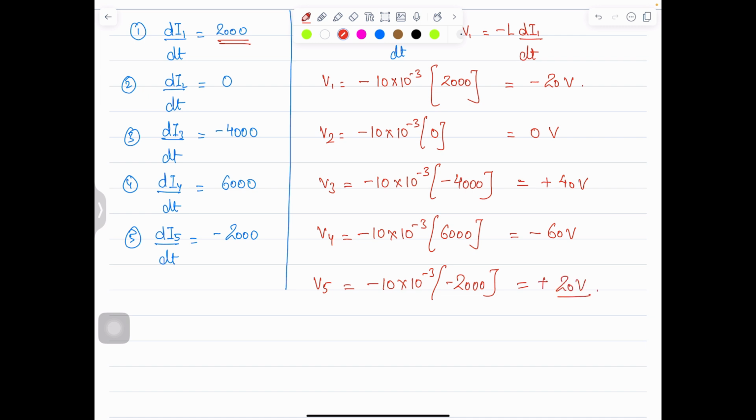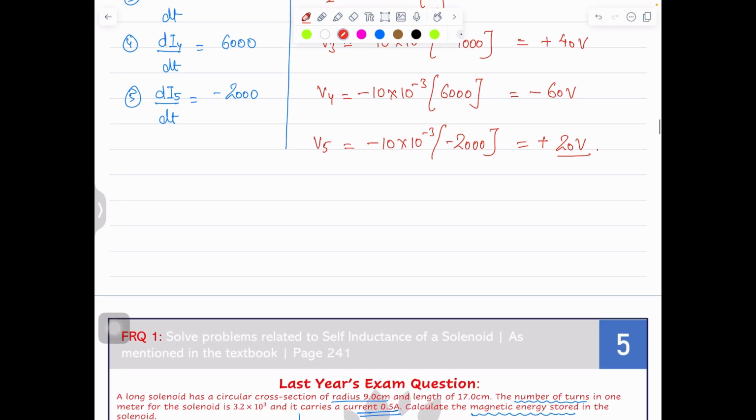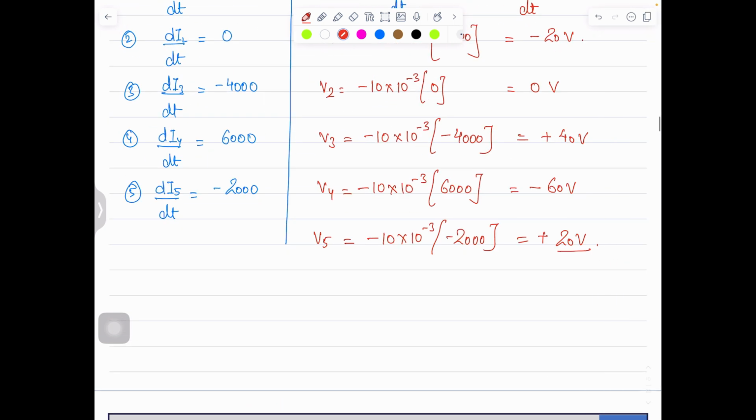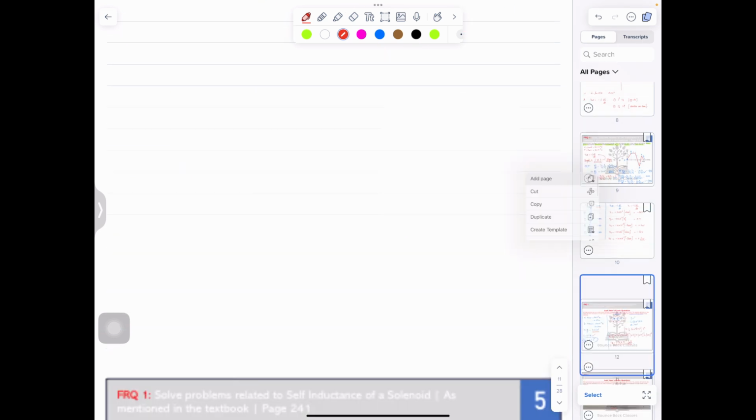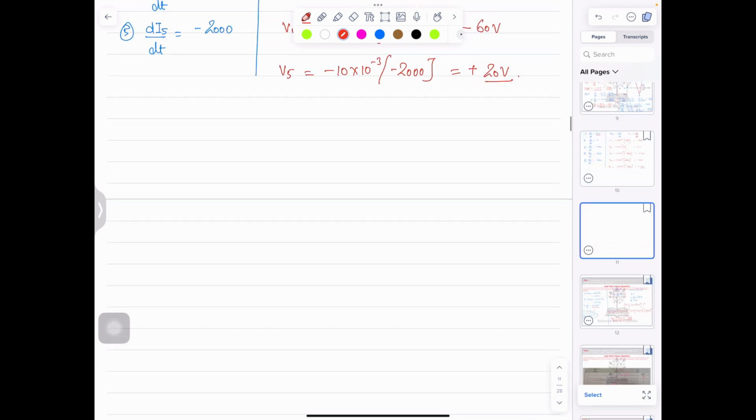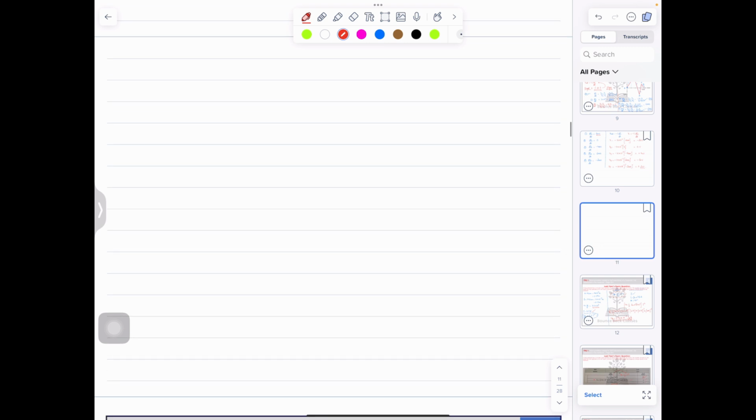Clear guys? You understand? Now, first I need to add a page here. Now just try to understand the graph. I need to draw a graph which has different values. Remove this and draw a proper graph, positive as well as negative.